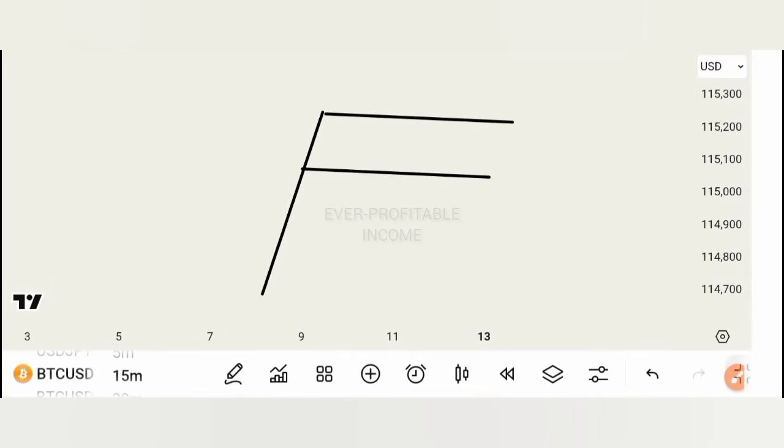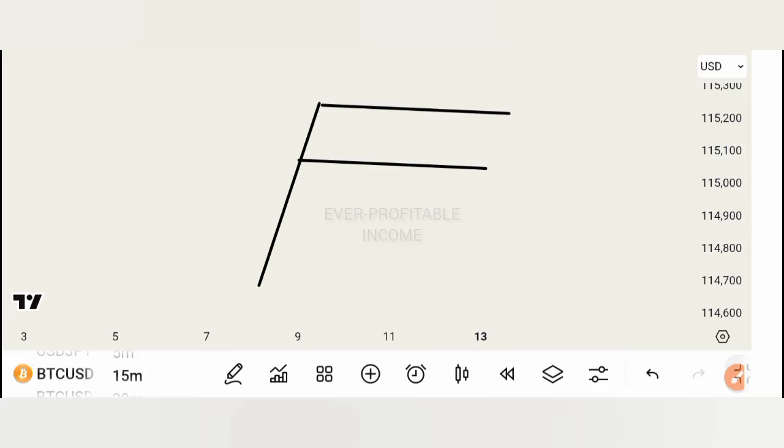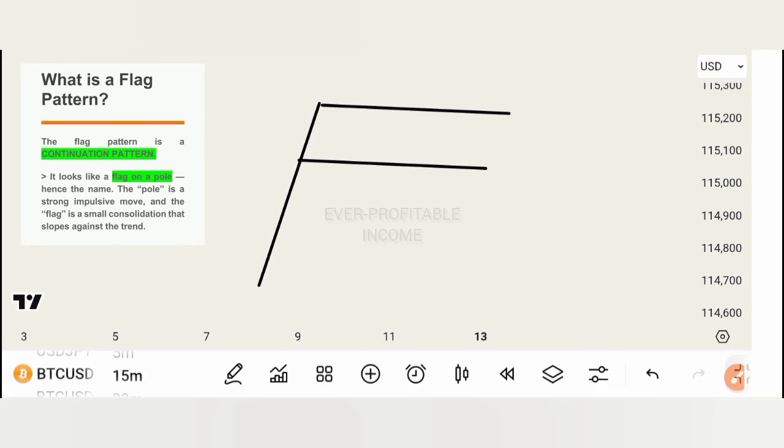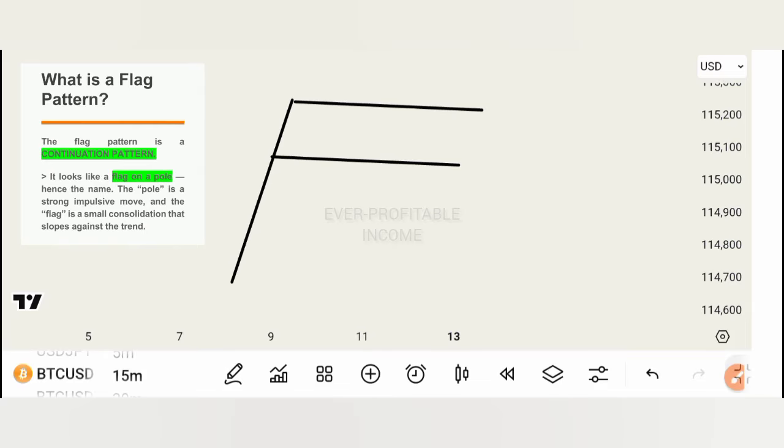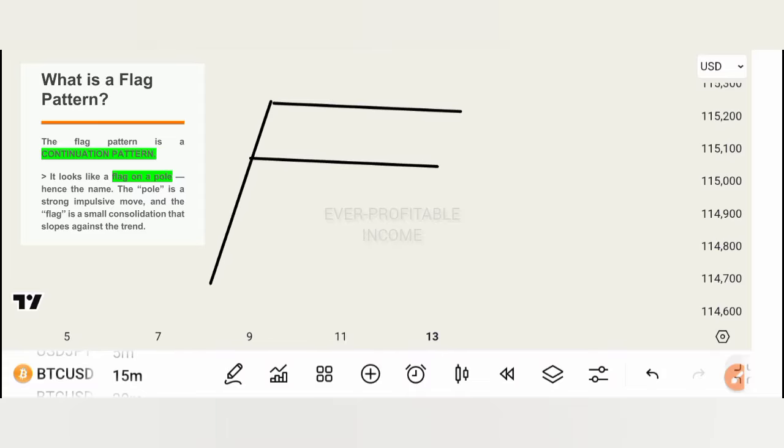Okay, so now you can see the pattern we'll be discussing today, and this is a flag pattern. This is how it looks like, and we are going to identify this pattern on a chart, and we're going to learn how to trade it perfectly. Now, what is a flag pattern and why do smart traders love it? The flag pattern is a continuation pattern. When I mean a continuation pattern, it means it forms during a strong trend, like we have over here.